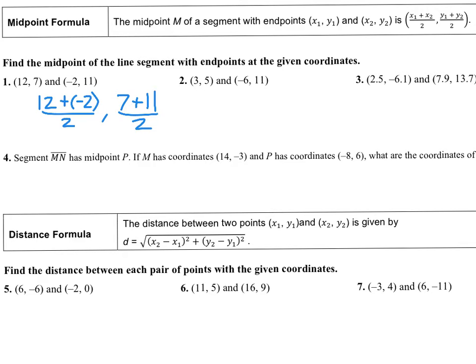So that would be 10 divided by 2, which is 5. And 18 divided by 2, which is 9. So the midpoint of those two coordinates is 5, 9.